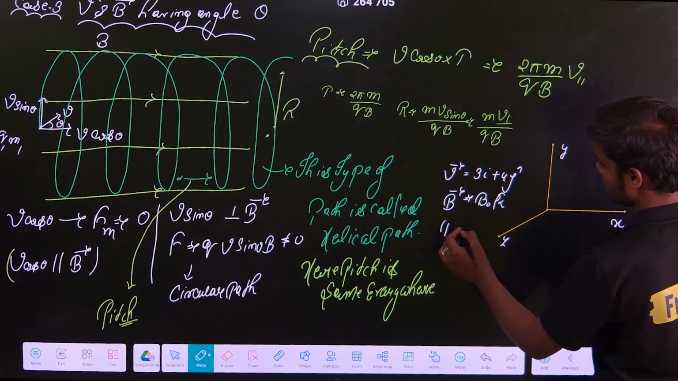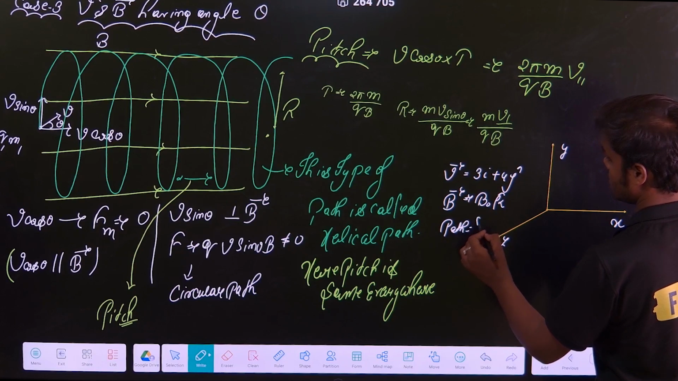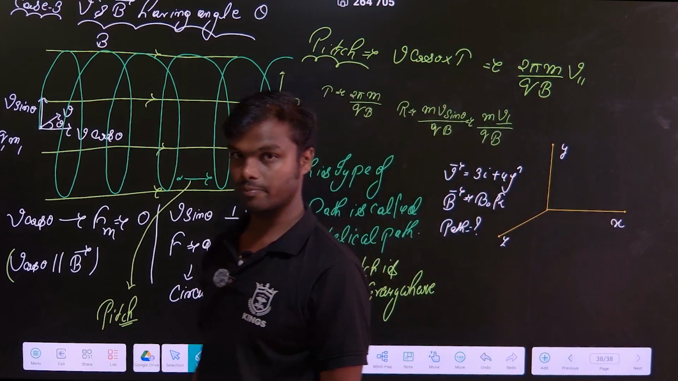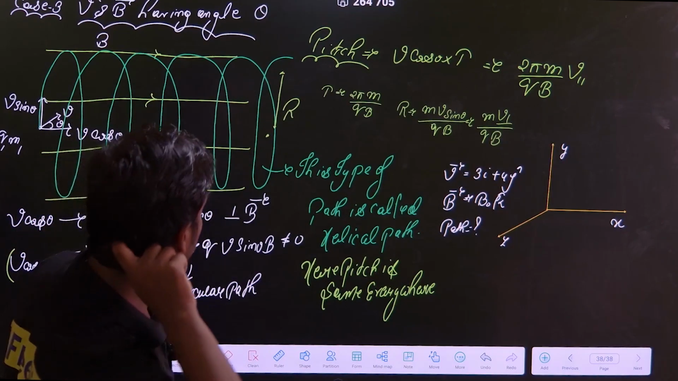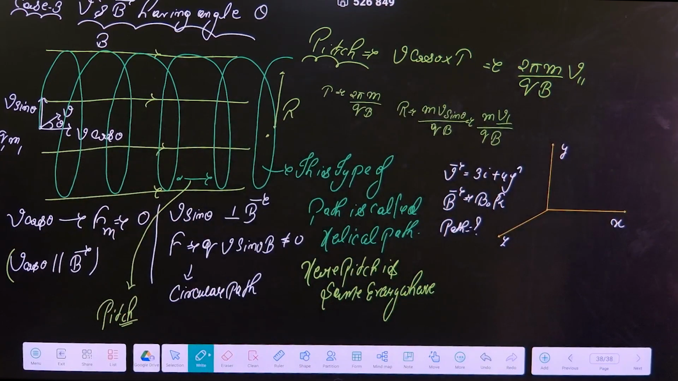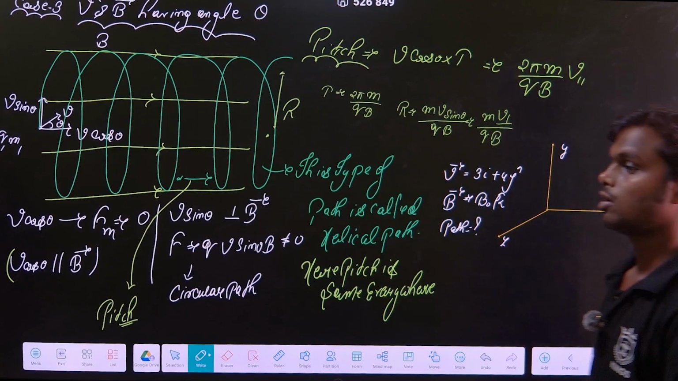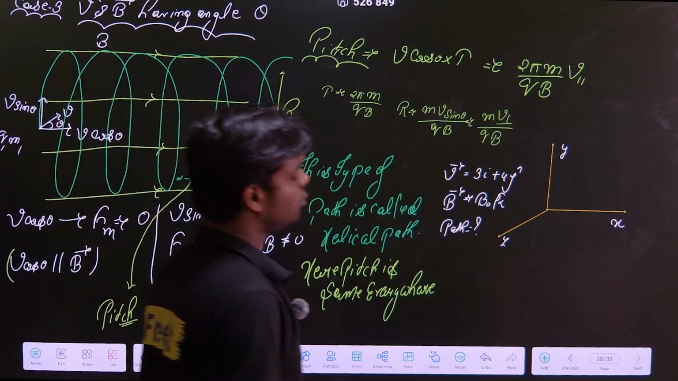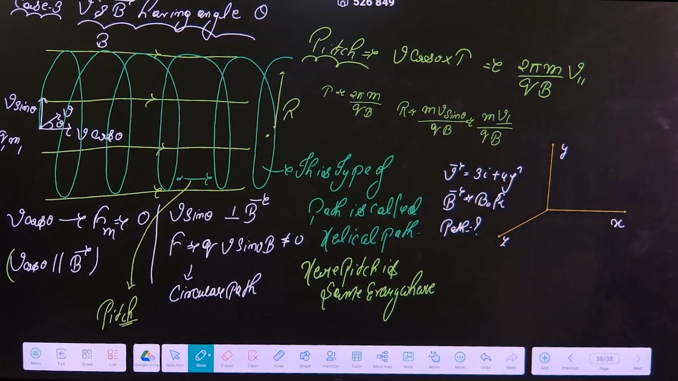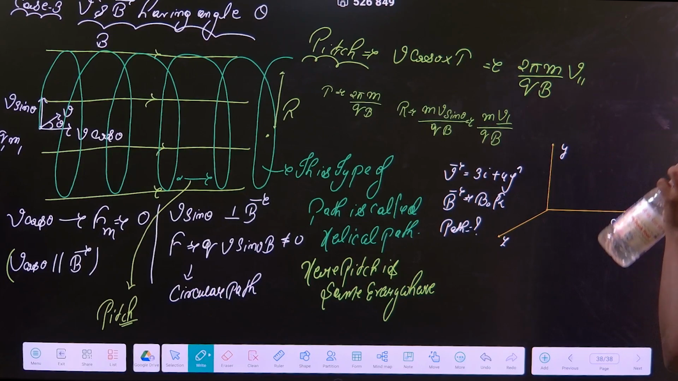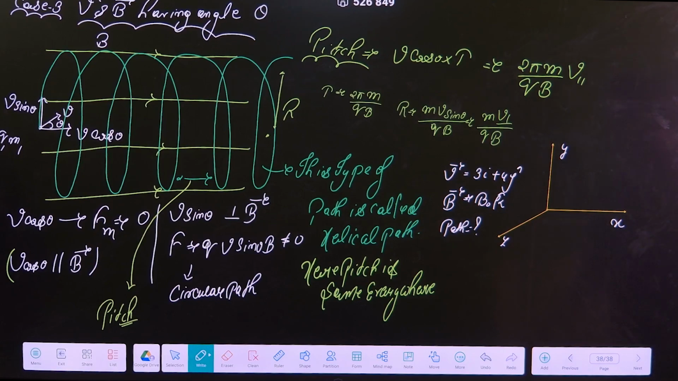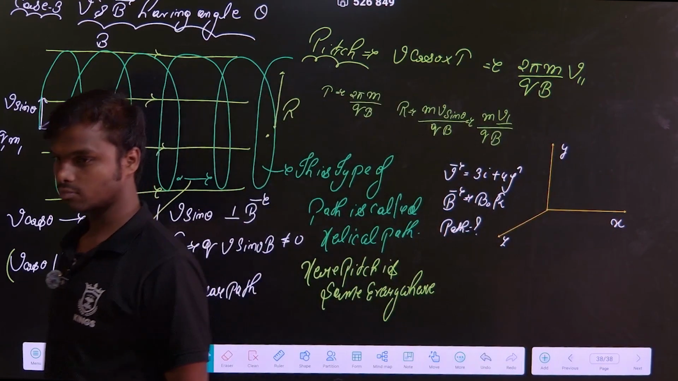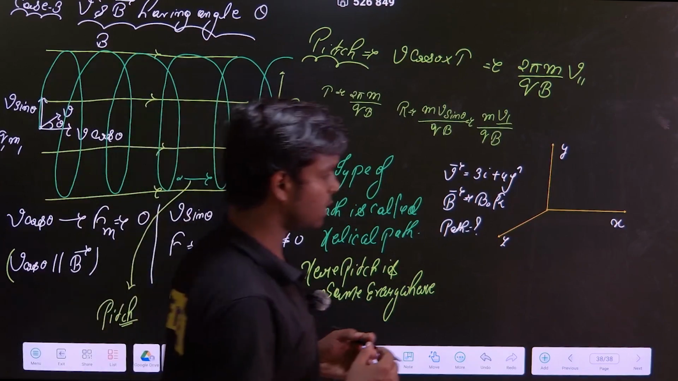Can you tell me what is the path of the particle? That is my question. What is the path of the particle? How many of you are saying helix? How many of you are saying circular? How many of you are saying straight line? You have to tell me, and you also have to justify with your explanation why it is circular, why it is helical, or why it is a straight line. If you are saying helical, then what is the reason behind it?